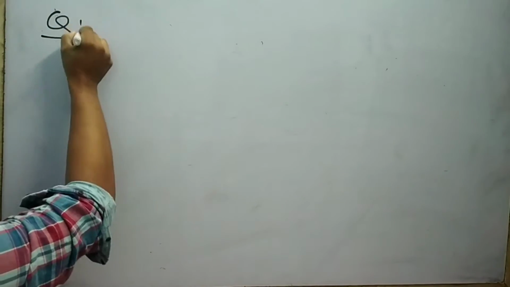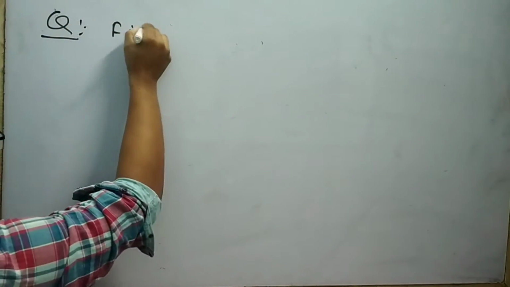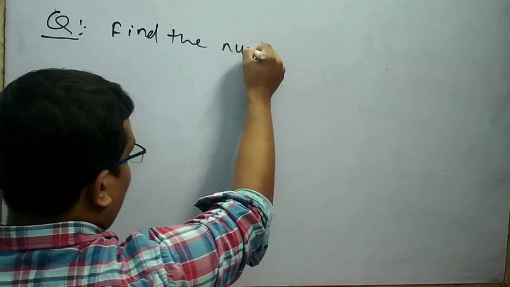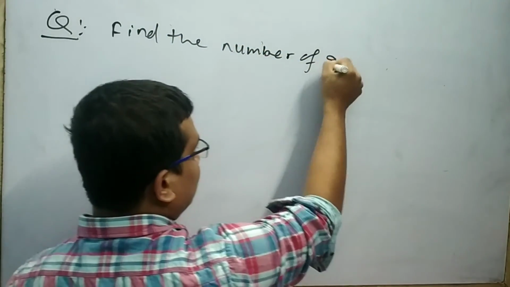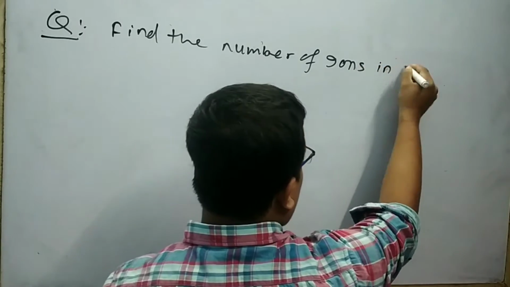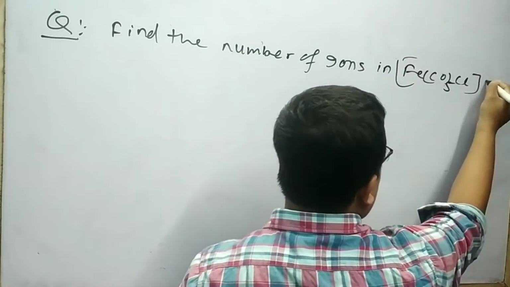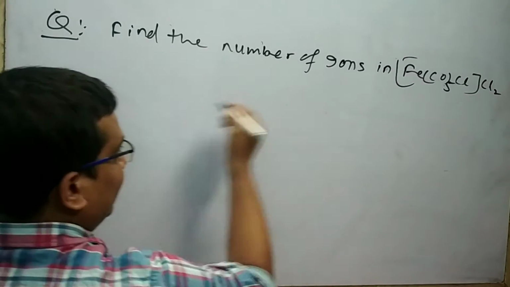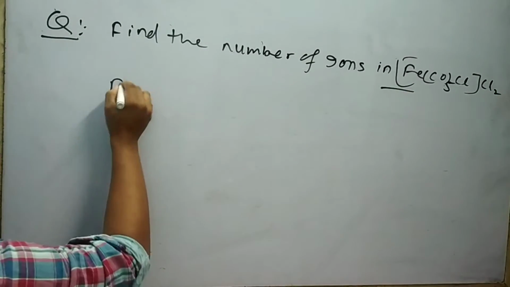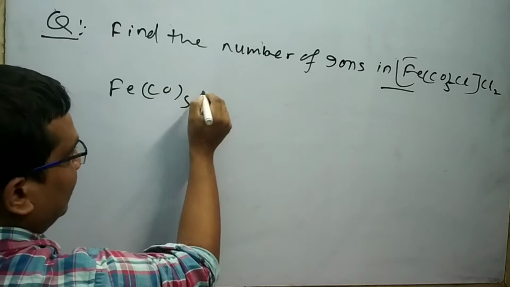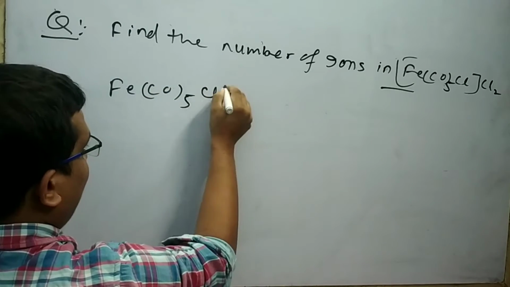Next I will do another question. Find the number of ions in [Fe(CO)5]Cl2. When this compound undergoes dissociation, then it gives 3 ions.